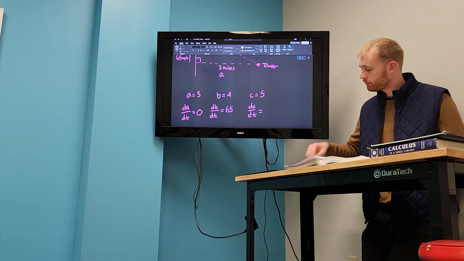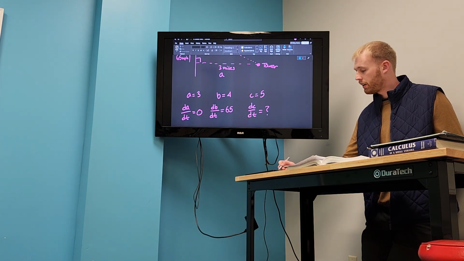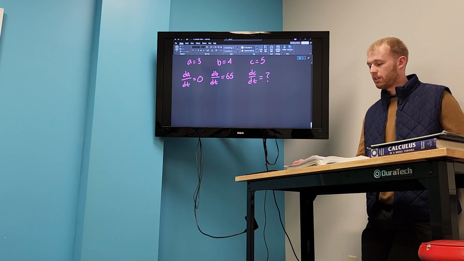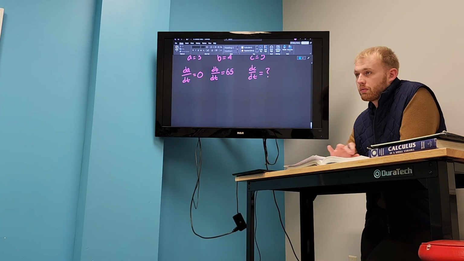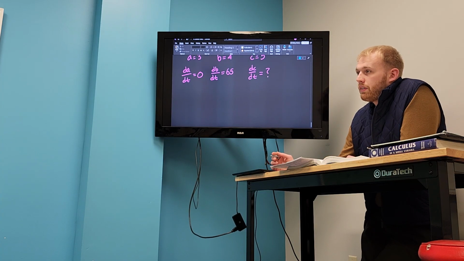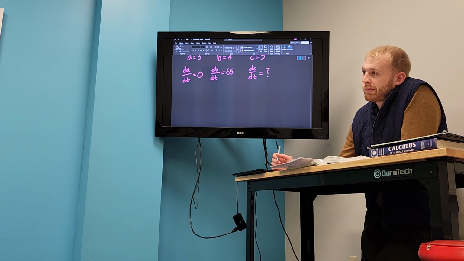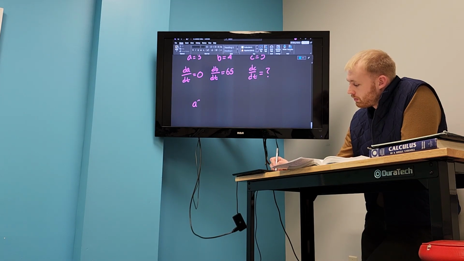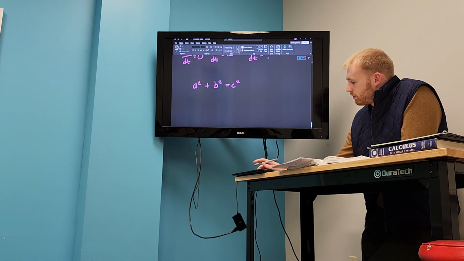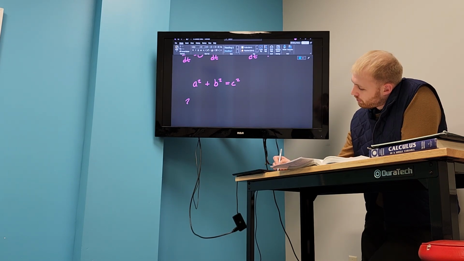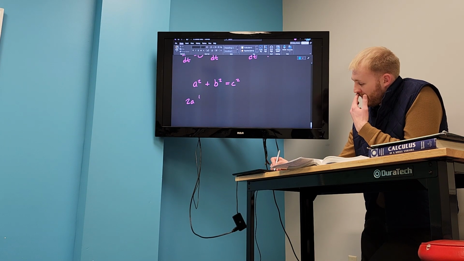All right, we listed out what we knew. That's what we want to find. Step 3, put it into a function. Let's relate the variables with an equation. So that would be a squared plus b squared plus c squared. Then you do 2a dA over dt, which is just 0.